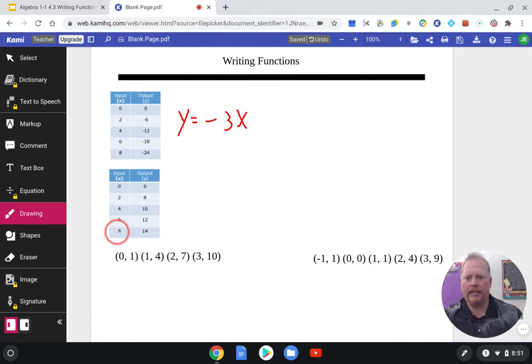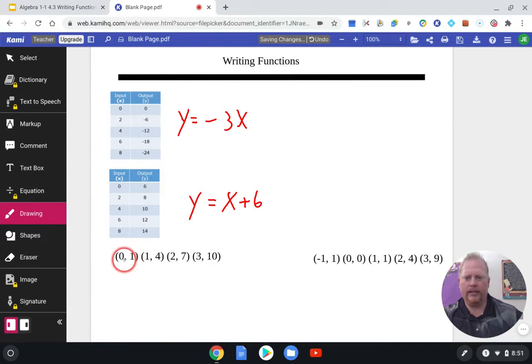Let's take a look at this one. How do I go from 8 to 14? Let's see, I could add 6. Let's see if that pattern holds up. 6 plus 6 is 12. 4 plus 6 is 10. 2 plus 6 is 8. 0 plus 6 is 6. So that's my pattern, adding 6. So I take whatever my x is, I add 6, and that will give me my y value. Not too bad. It's not always going to be that easy, though.